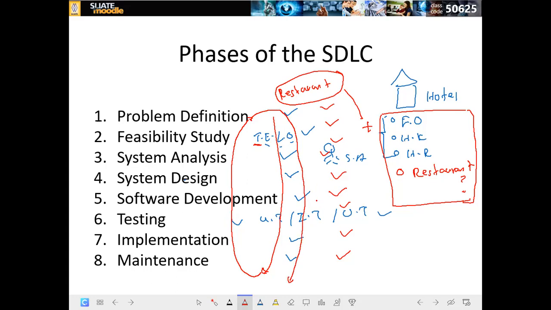A circle, a circle, right? Then if you get another one, let's say after a certain period of time you need an online reservation system, then what you have to do to develop it is move to the first stage and come from the first stage to the last stage, for this online reservation system. So this is the system development life cycle.